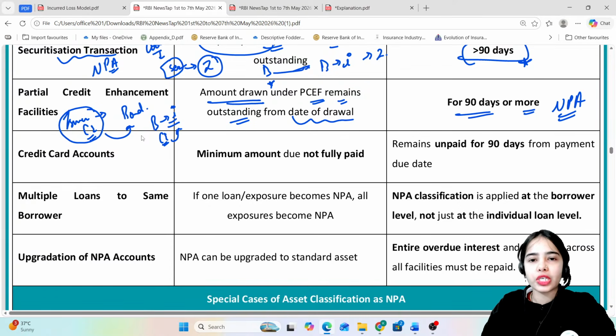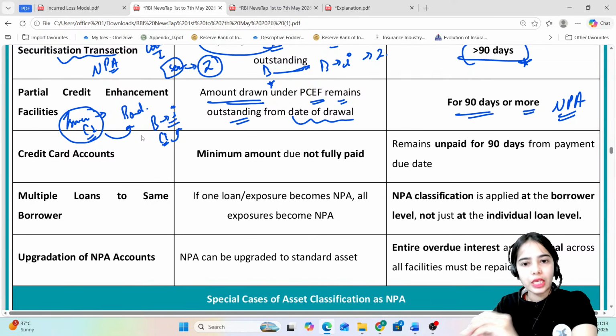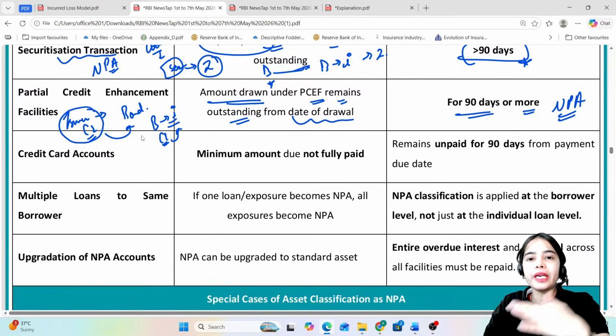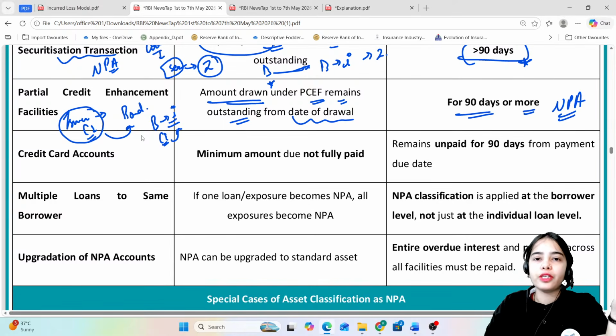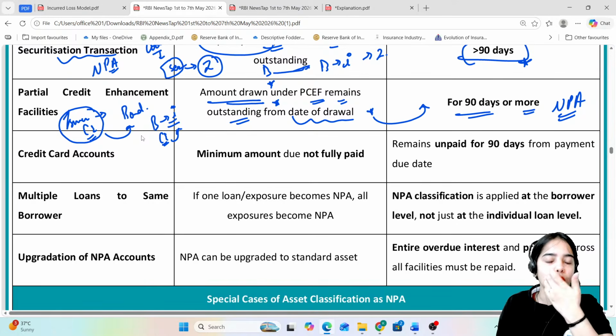I hope this is very clear, that on behalf of the corporate entity, the bank can pay the interest or the bank can pay a certain amount. Okay, but the corporate entity will have to return the money to the bank, because the bank has paid on behalf of the corporate entity, so the corporate entity has to return the money in the future within 90 days. If the amount remains outstanding from the date of drawal for 90 days or more, then it will be considered NPA from the end of the bank.